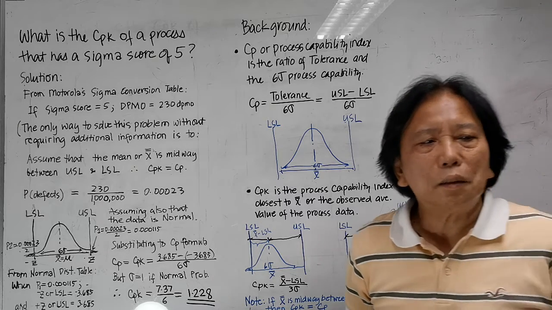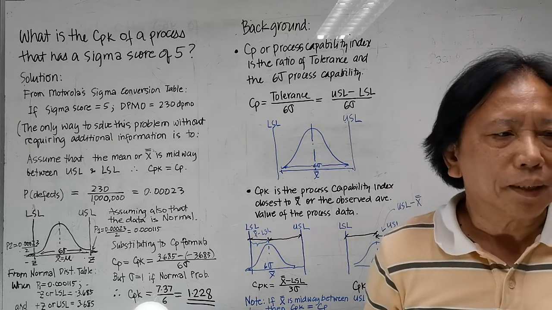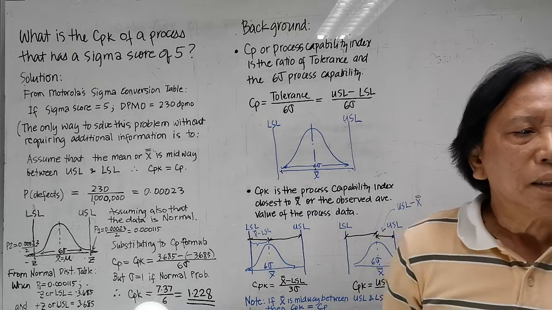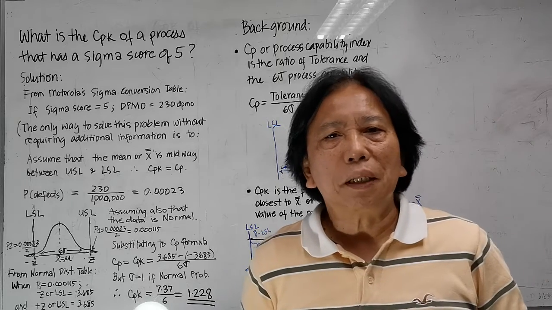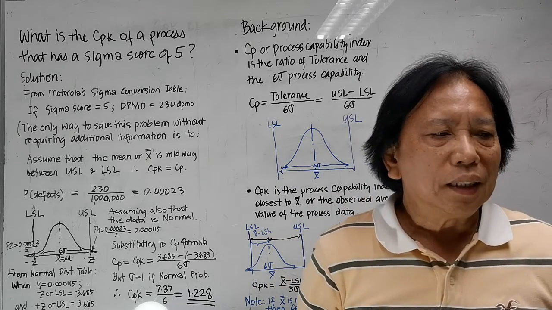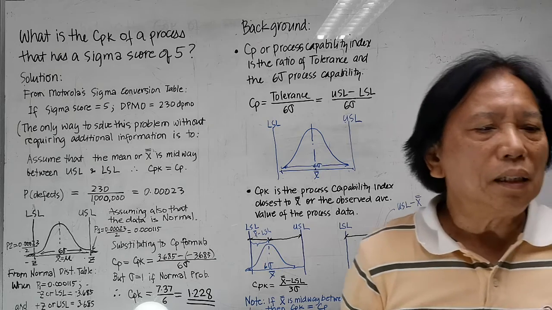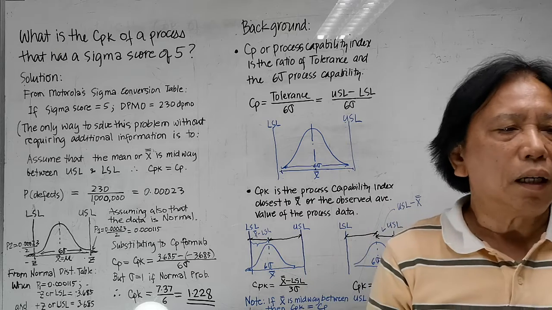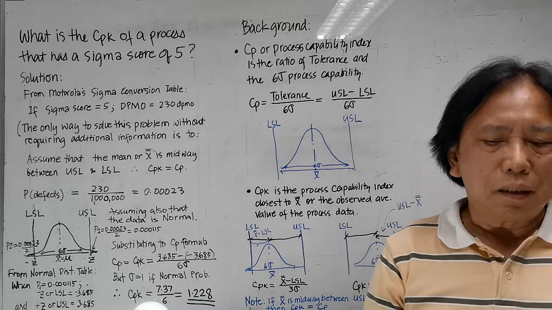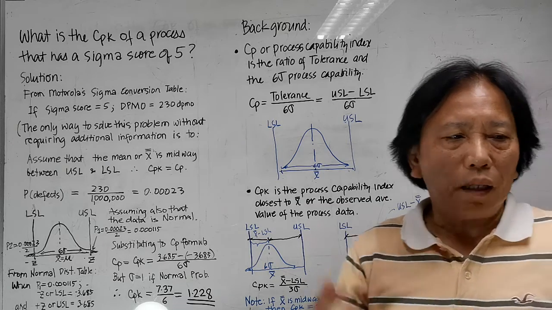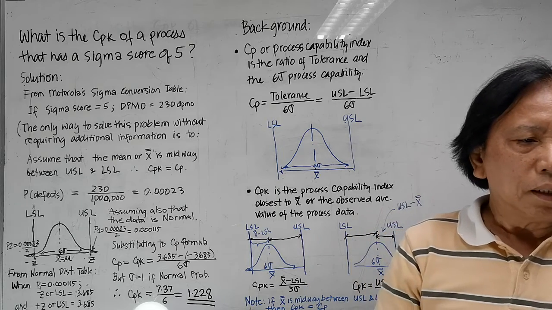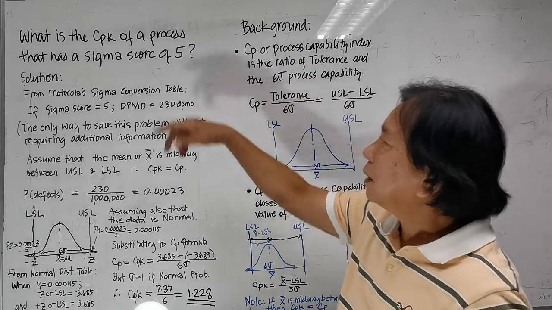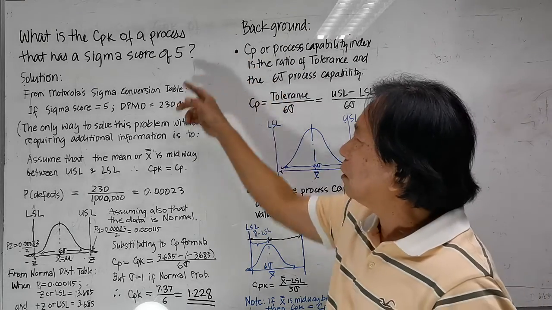So one of the techniques that you might want to share with your team is how to calculate the CPK when the sigma score of the process is given. I have here prepared a unique solution that might explain how this is being calculated. Let us restate the problem as: what is the CPK of a process that has a sigma score of 5?